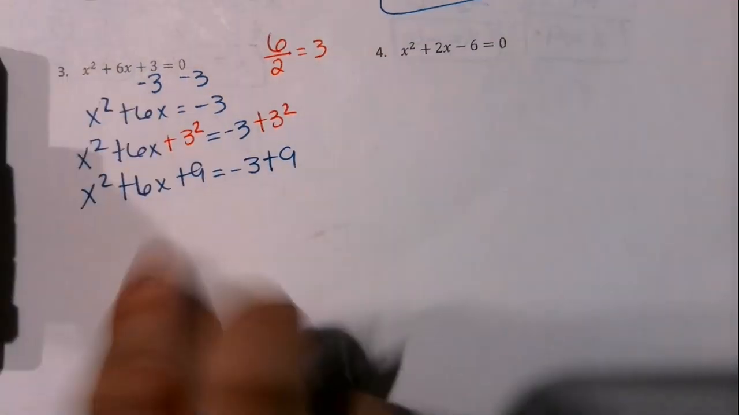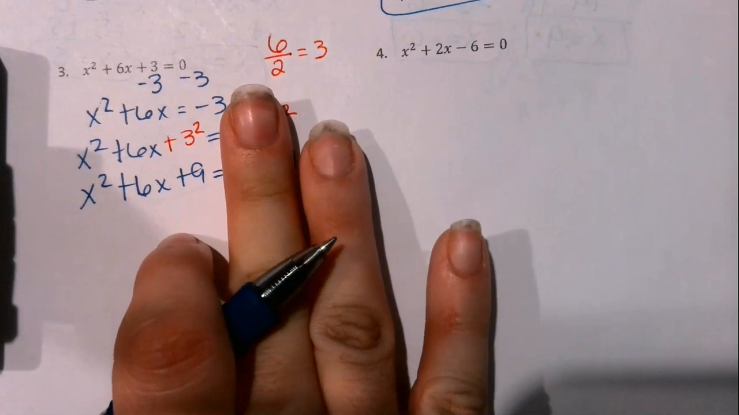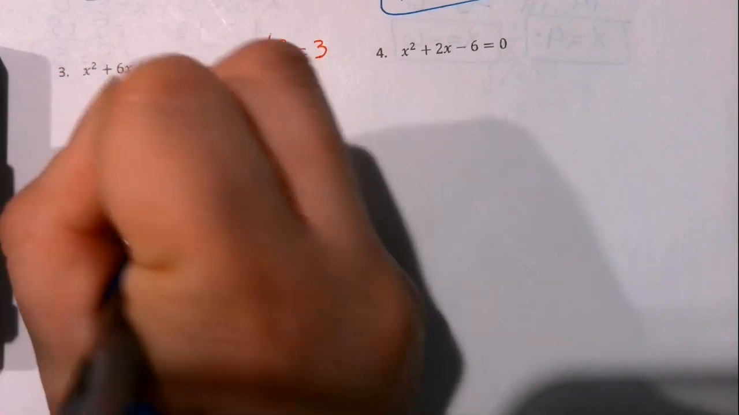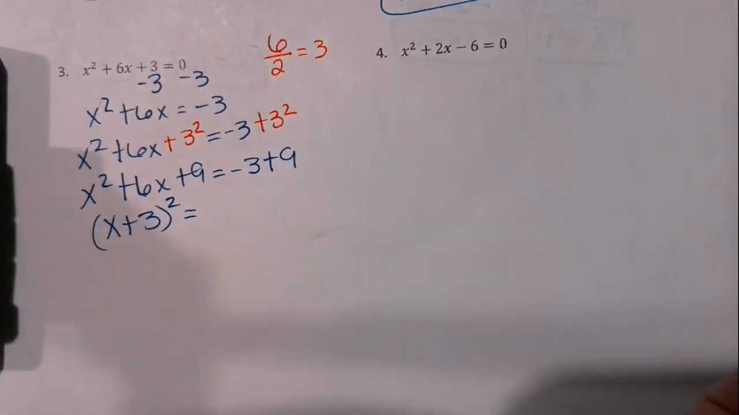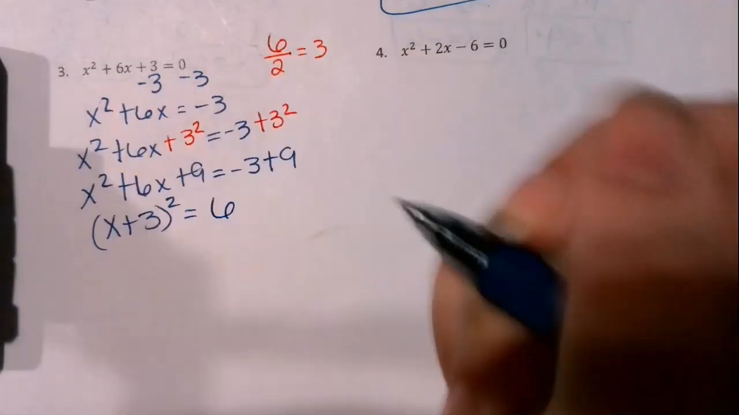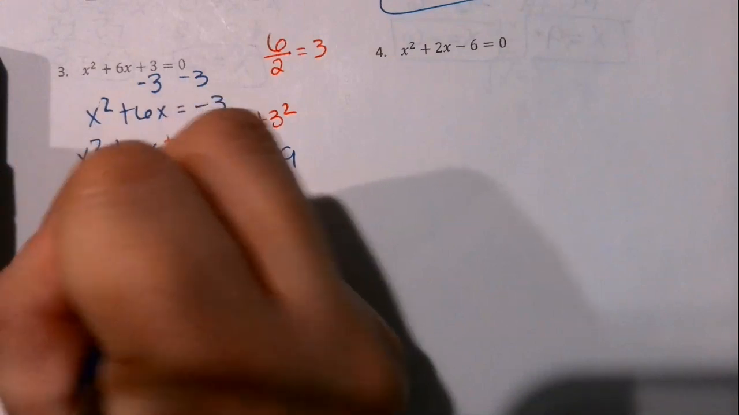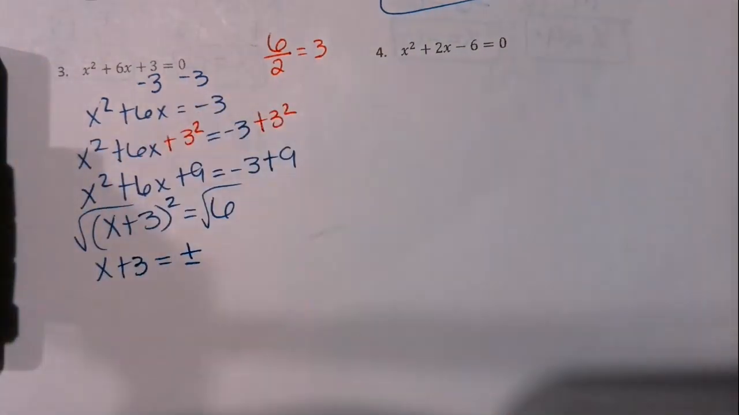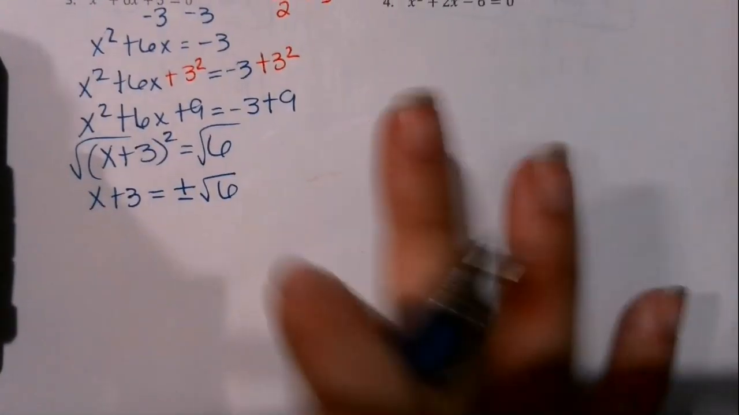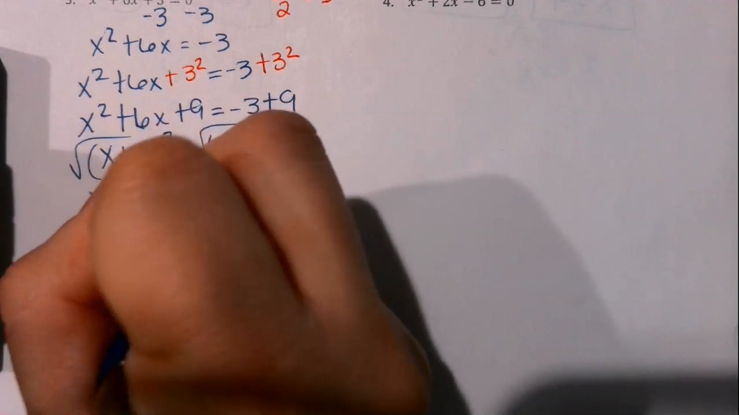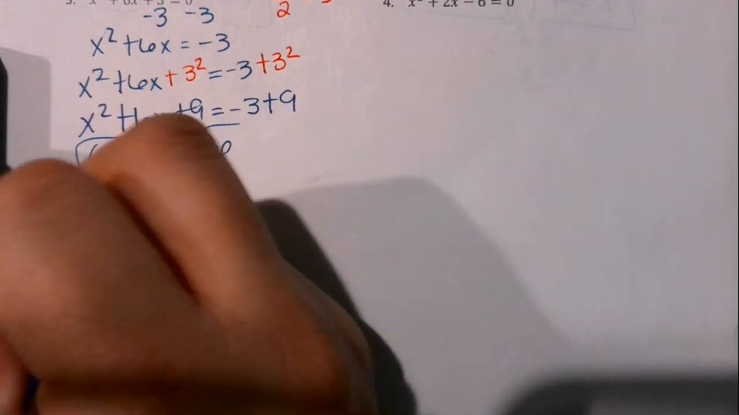Okay. Then I want to factor my left side, so I'm looking for what multiplies to 9 and adds to 6. It's 3 and 3. So I have x plus 3 squared equals negative 3 plus 9 is 6. I'm going to take the square root of both sides. I get x plus 3 on the left, plus or minus, because I took the square root, of 6. And then I want to subtract 3 on both sides, because I can't do anything with 6. And I get x equals negative 3 plus or minus the square root of 6.